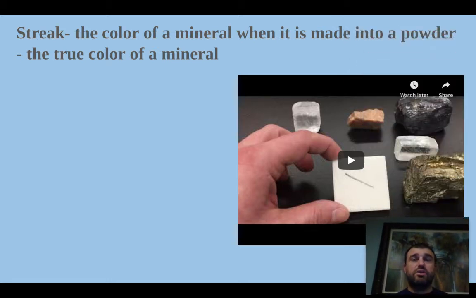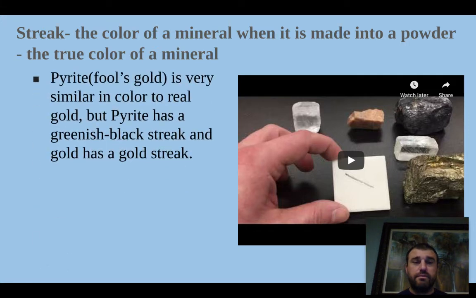So the streak is the color of the mineral when it's made into a powder. It's the true color of a mineral. So pyrite, which is fool's gold, is very similar in color to real gold, but pyrite has a green-black streak and gold has a gold or bronze-yellow streak, if you wanted to define gold.